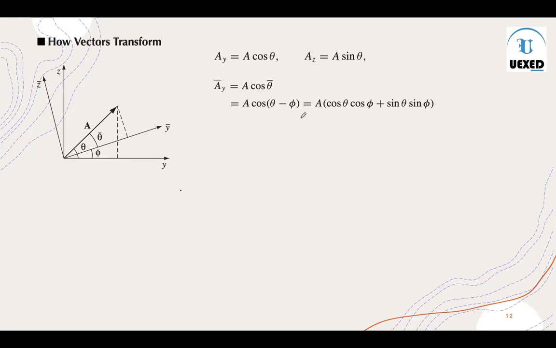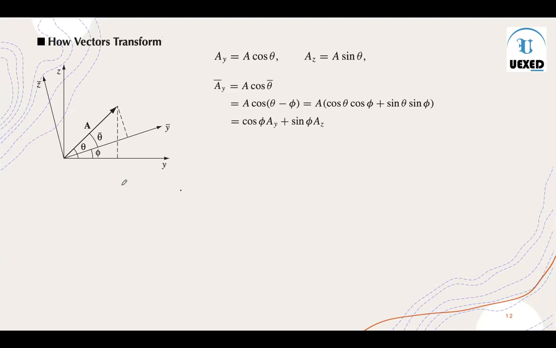And from trigonometric knowledge, cos a minus b can be written as cos a cos b plus sin a sin b. So you can expand it and say that ay bar is nothing but a times cos theta cos phi plus sin theta sin phi, where theta is the angle in the zy frame, and phi is basically the difference between these two, the rotation of the coordinate system. Okay, very good.